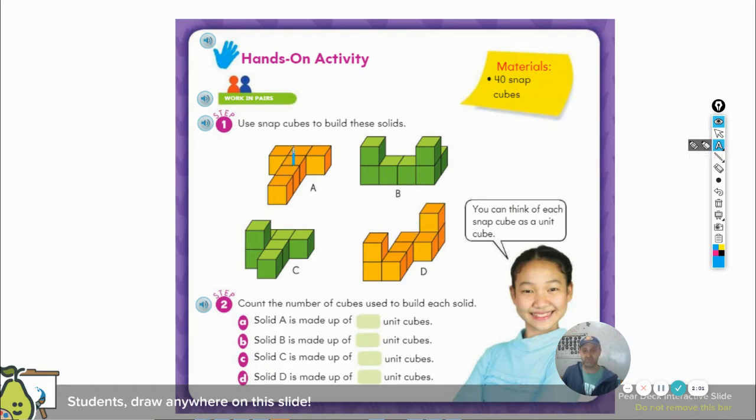Solid A is made up of 1, 2, 3, 4, 5, 6 cubes, right? All right. Solid B, 1, 2, 3, 4, 5, 6. Ooh, 7. We're getting up in the higher digits there. Okay. Solid C is 1, 2, 3, 4, 5, 6. And don't miss that sneaky little monkey back there that's hiding. Also, nope, you're down here. No, down here. 7. This is not 77. Ignore that. And solid D, 1, 2, 3, 4, 5, 6, 7, 8.